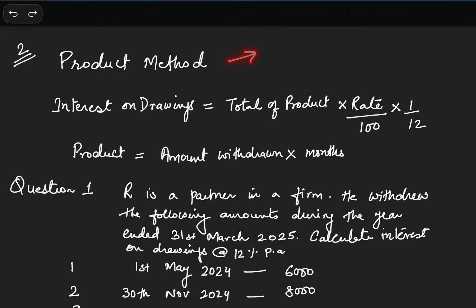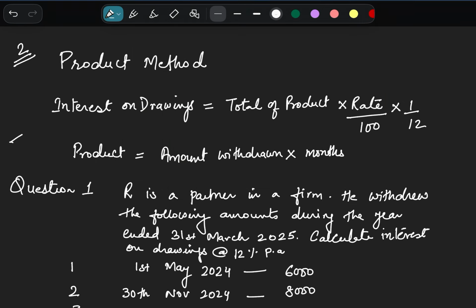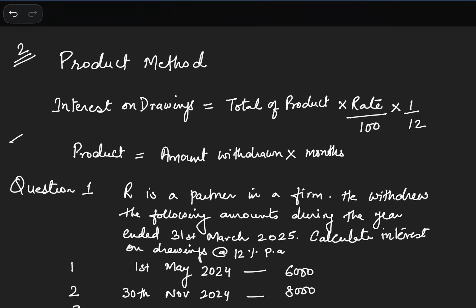It was being made clear that when the number of times the amount is withdrawn by the partner in a year is high, so as to reduce the calculation, we use this formula. Now in this question, total of product is to be found. How to calculate this? First of all, we should understand how we have to calculate the product, right? Product is actually the amount withdrawn multiplied by months.